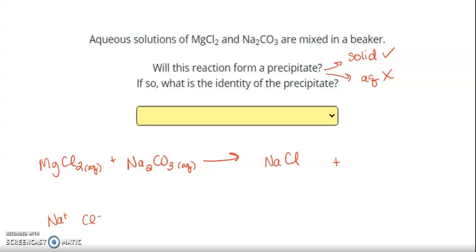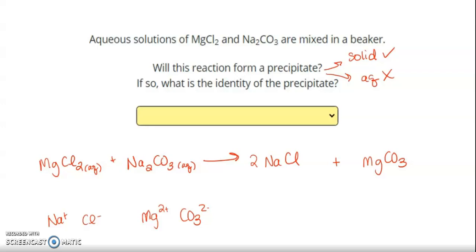Then we're going to figure out our other compound. So we're going to take the magnesium ion and the carbonate ion. Got to figure out their charges. Mg is 2 plus. Carbonate is CO3 2 minus. 2 plus and 2 minus are going to cancel out. So the formula will just be MgCO3, no extra subscripts. To balance that, we put a 2 in front of NaCl.